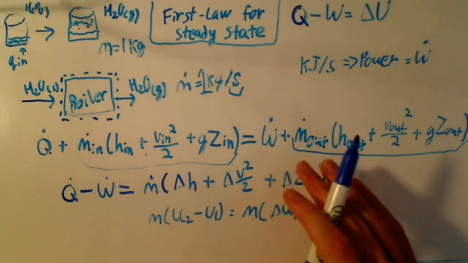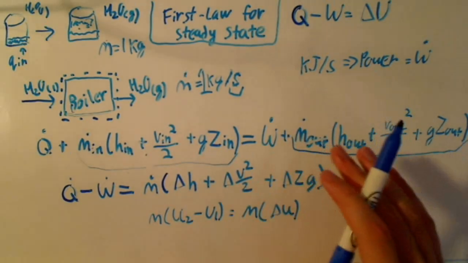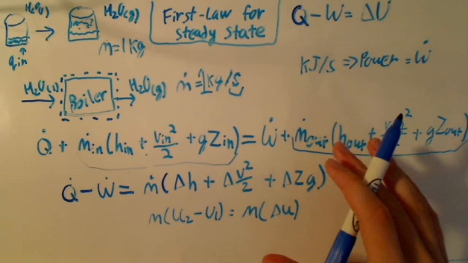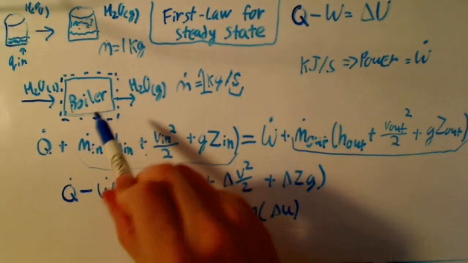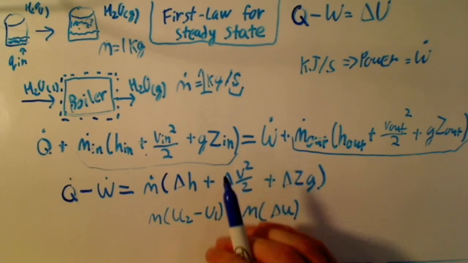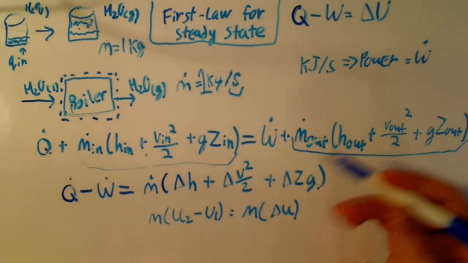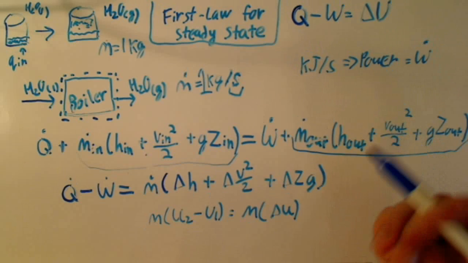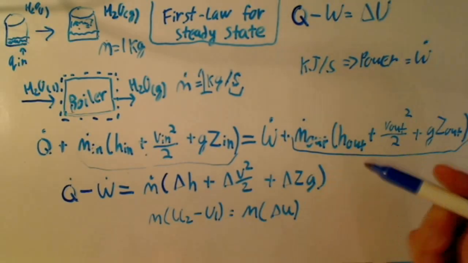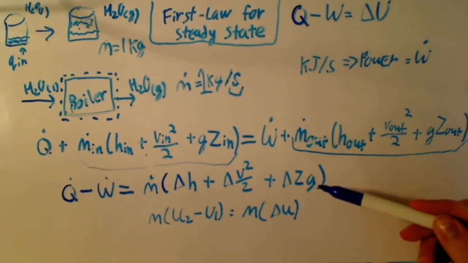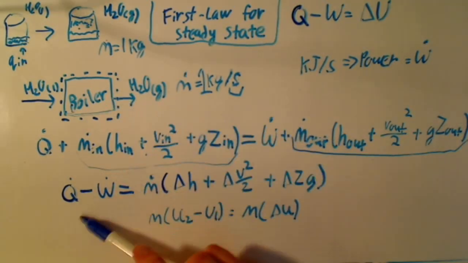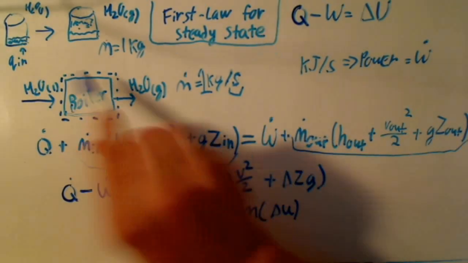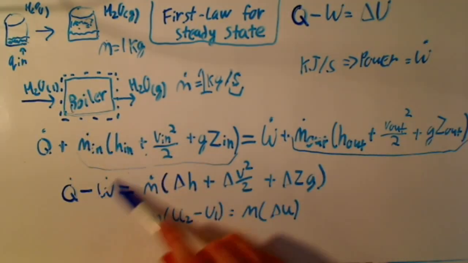So that's pretty much what the first law for a steady state process is. The next few videos we're going to be dealing with different devices. The boiler is just one of many different devices. We can work with turbines and compressors and heat exchangers. Each has its own assumptions that involve this equation. Like for instance in the boiler, there was no work being done. There was nothing turning, nothing moving, so work wasn't being done.